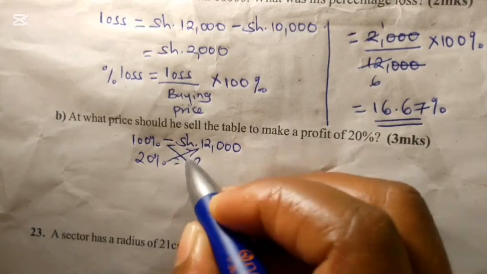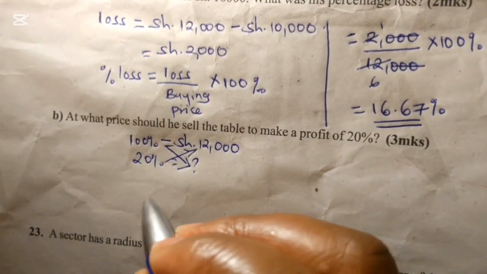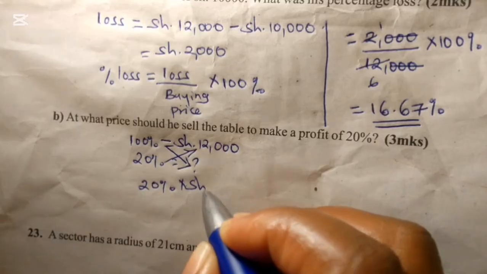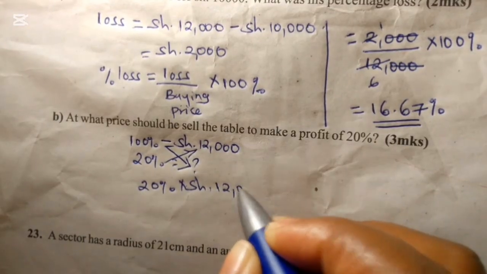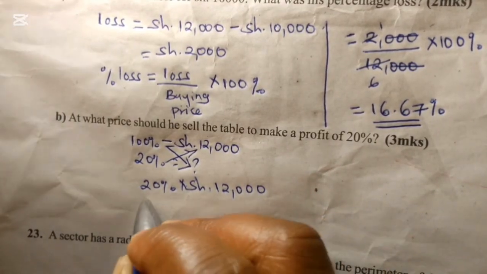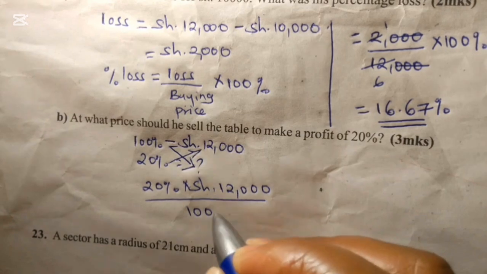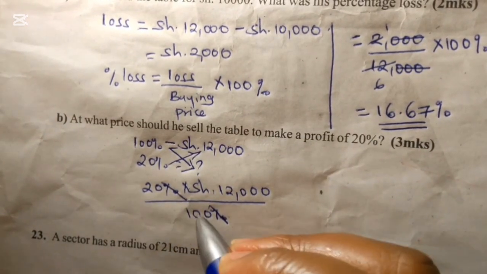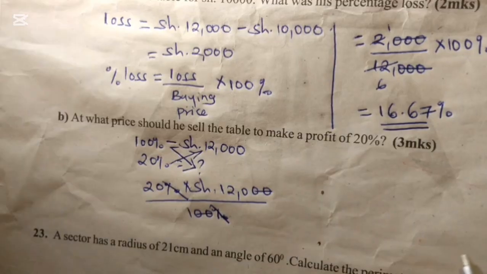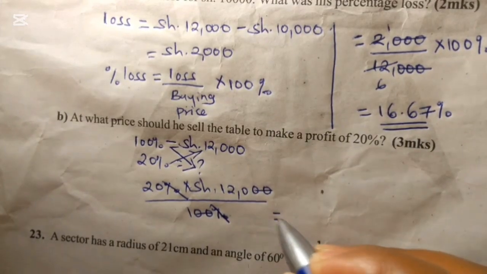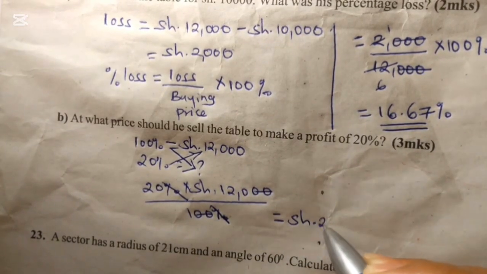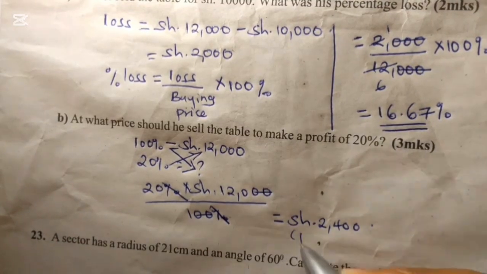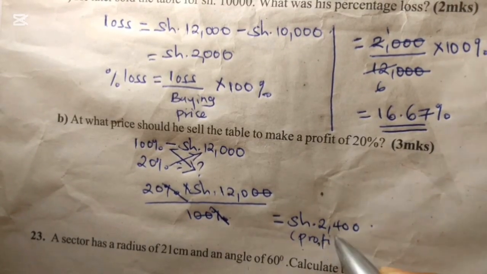Then we can cross multiply. This means that you'll have 20% times 12,000 shillings, all divided by 100%. Percentage cancels. Then we have 2 zeros cancelling. This gives us 2,400 shillings, and this is the profit.